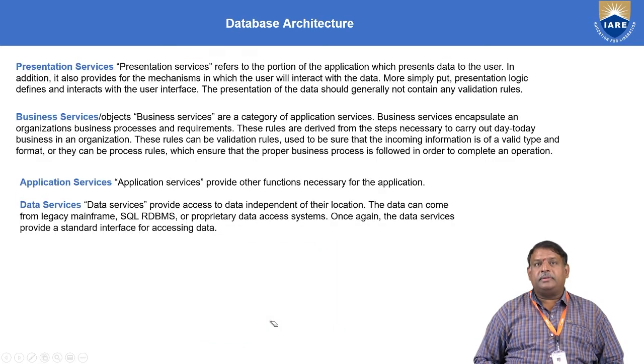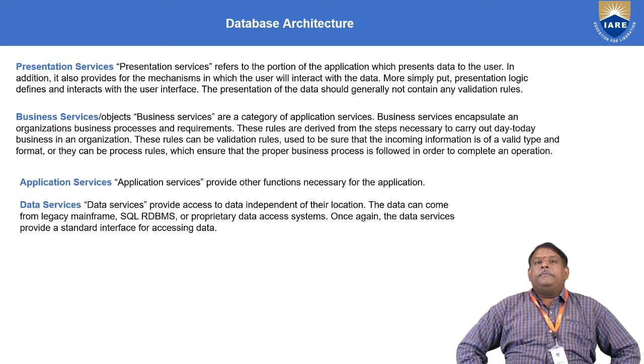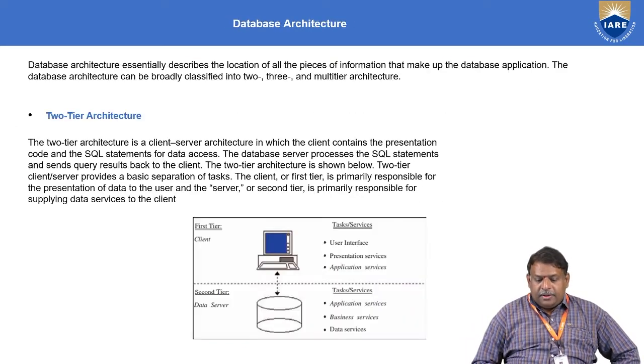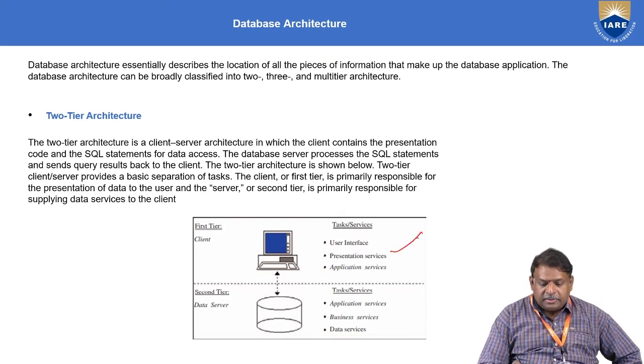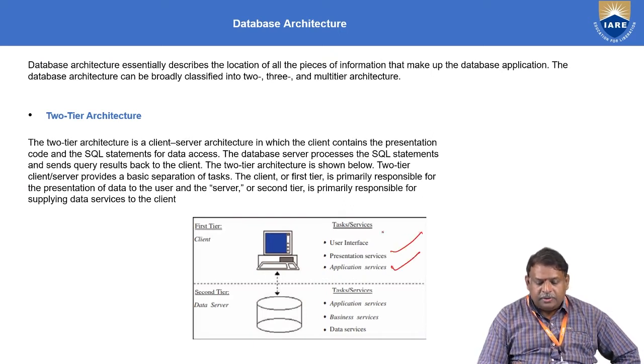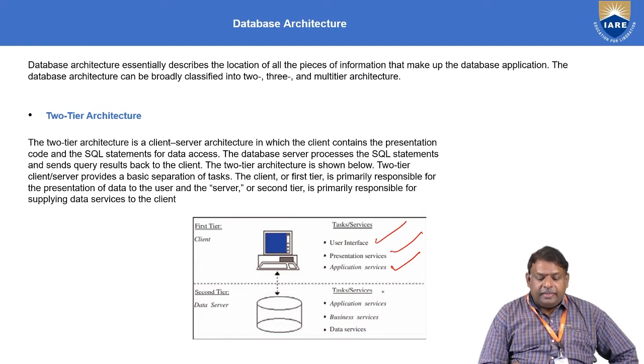Now let us see the next step. In this, the presentation layer. Earlier we have seen that in the first tier, which is the client, we have presentation services, application services, and user interface. In the second tier, we have application servers, business services, and data services.